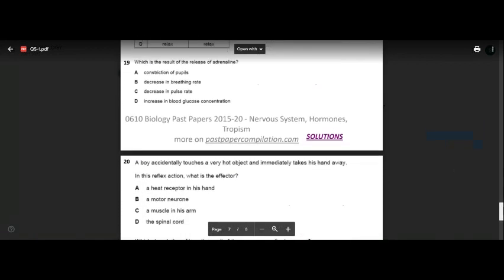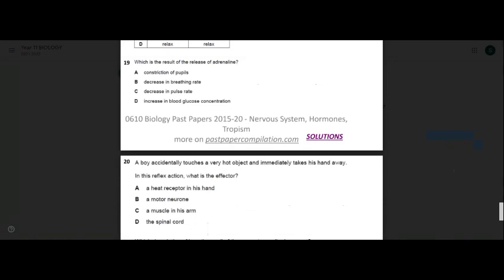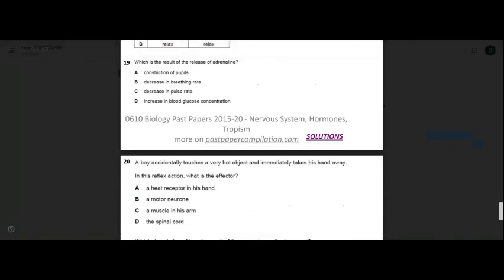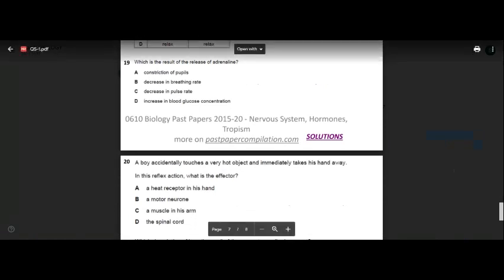So I need to go through the diagram and explain again, which is the result of the release of adrenaline. The release of adrenaline is when you are stressed or anything. So the result or effect of adrenaline on your body is, no, it's not constricted. The pupil gets wider. And decreasing the breathing rate? No, you breathe more, faster. And decreasing the pulse rate? No, your pulse rate or heartbeat increases. So these are all wrong. So D is the answer.